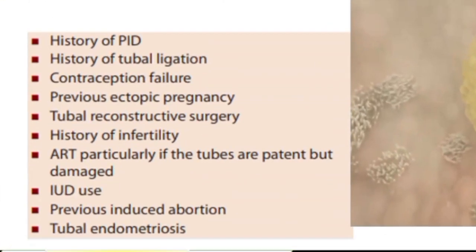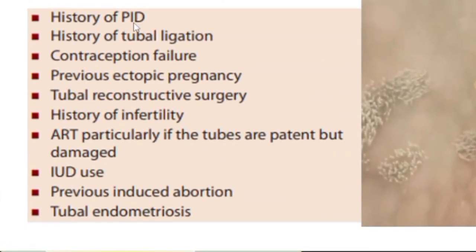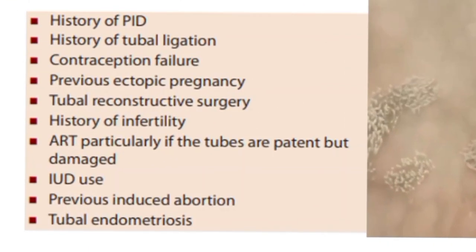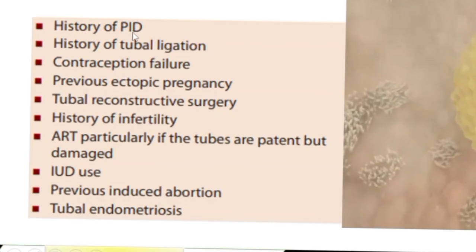Let's see a few of them, for example, history of PID. PID means pelvic inflammatory disease, where the upper part of the reproductive system, the reproductive organs, are damaged by infections, usually gonorrhea or chlamydia. So this PID will reduce the amount of cilia. Also, it affects the movement of the tube. So that will be a risk factor for ectopic pregnancy. That's the most common risk factor.